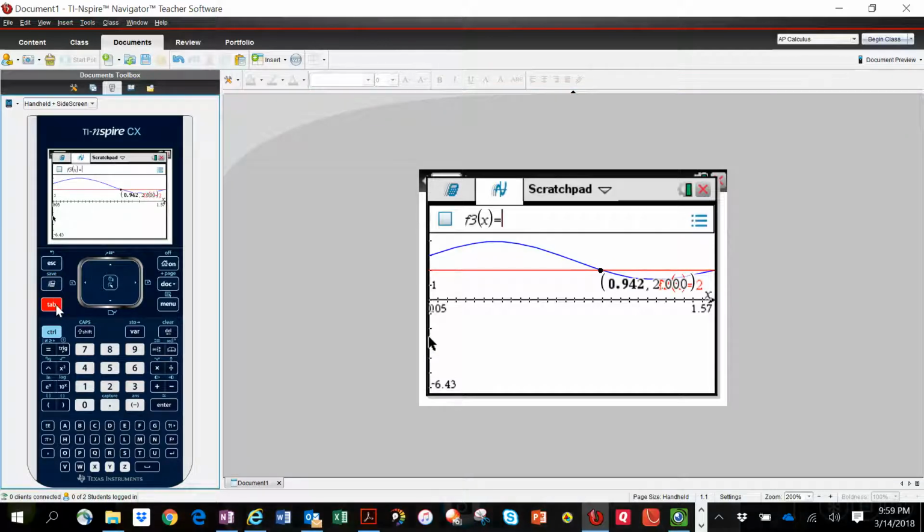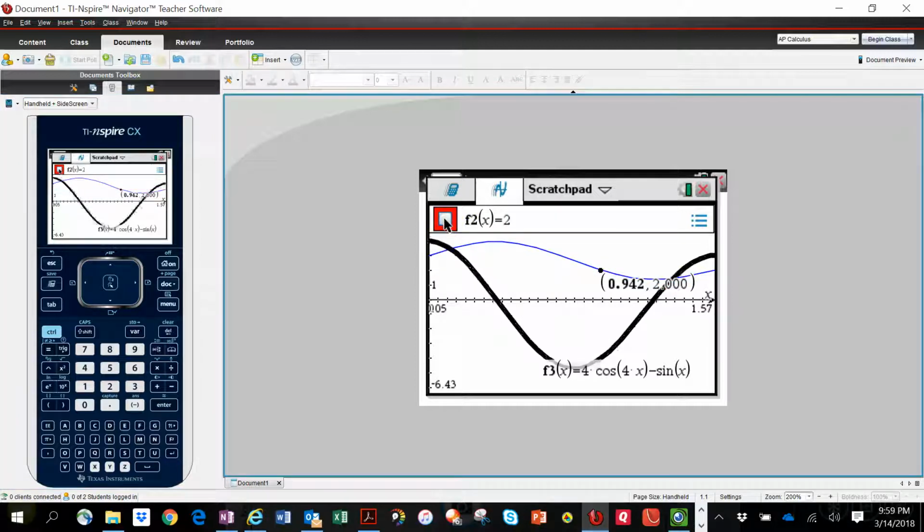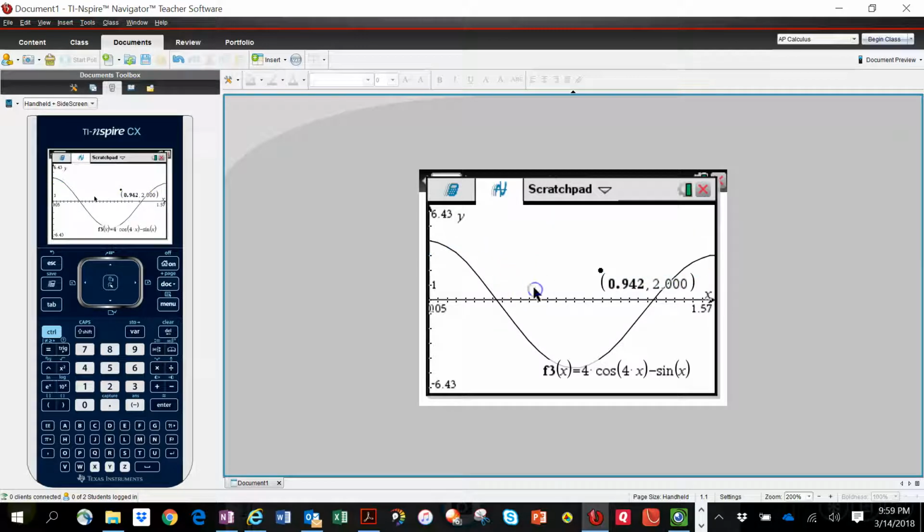Okay, I'm going to put in a new function, and this one is 4 times cosine of 4x minus sine of x. Because I've got so many functions going on, I'm not interested in looking at f2 or f1. I just want to look at f3. This is the derivative graph. I'm looking for where the derivative changes from positive to negative, meaning from above the x-axis to below the x-axis. And we can see it's going to happen over here.